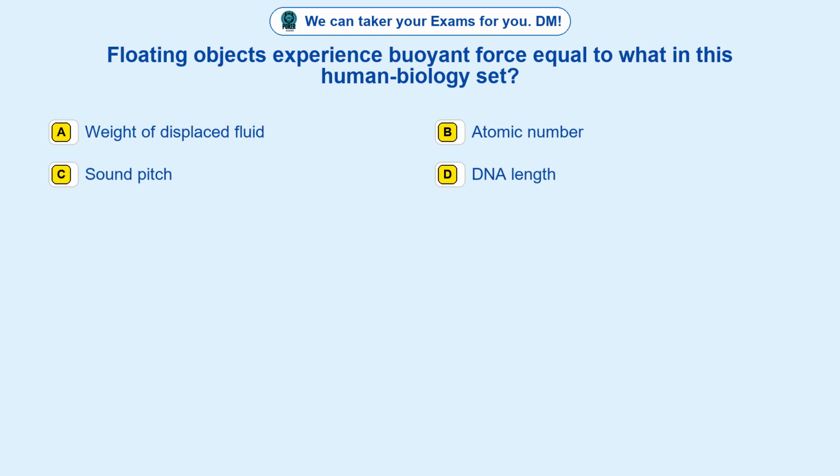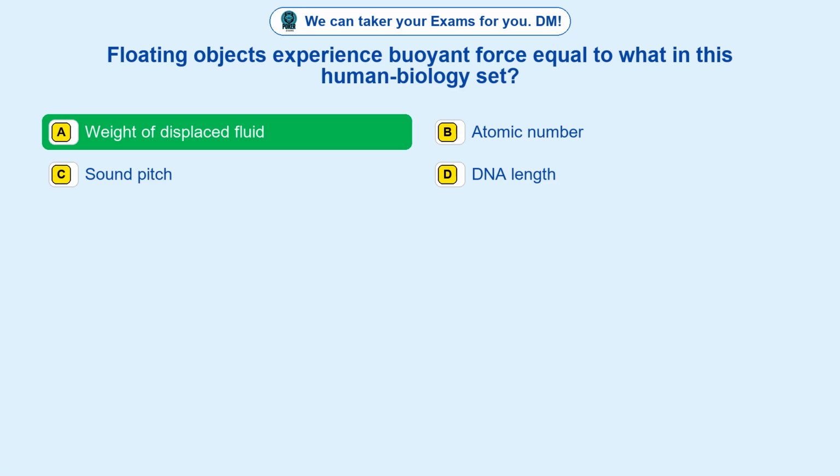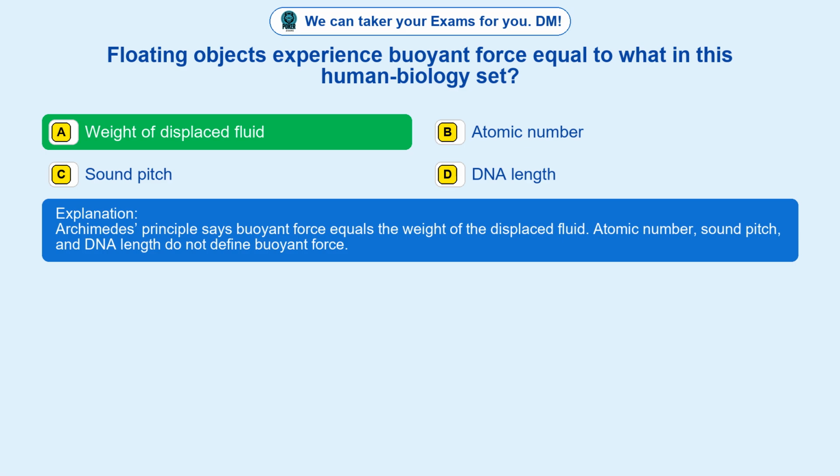Question 80. Floating objects experience buoyant force equal to what in this human biology set? Option A, weight of displaced fluid. Option B, atomic number. Option C, sound pitch. Option D, DNA length. The correct answer is option A, weight of displaced fluid. Archimedes' principle says buoyant force equals the weight of the displaced fluid. Atomic number, sound pitch, and DNA length do not define buoyant force.